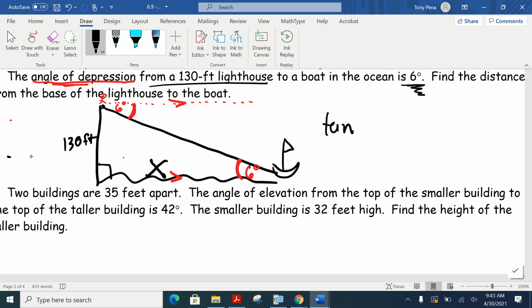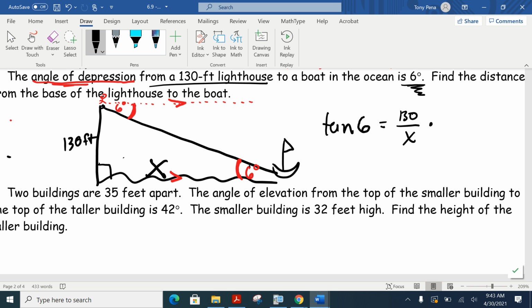In this case, unlike that previous one, we now know the angle, right? So we do not have to worry about the tangent of the angle, or the variable. It's the tangent of 6 degrees, and then that would equal the opposite side of 130 over the adjacent side that we're trying to find. All right, and then that's the equation that we work our way through and solve.